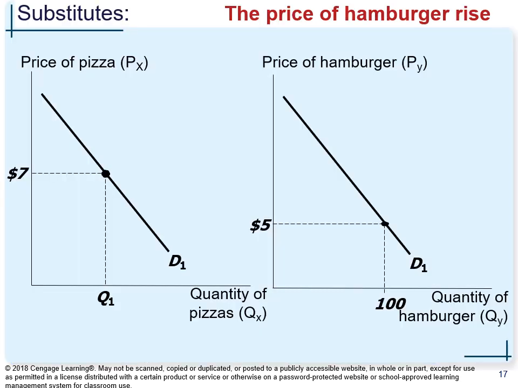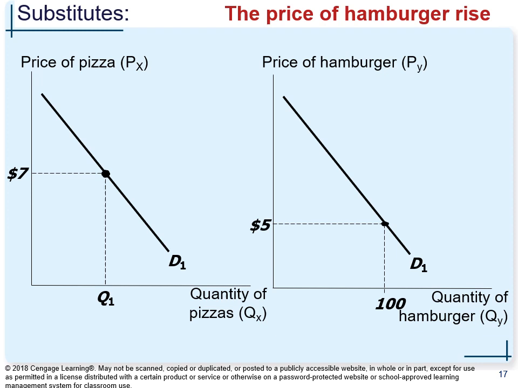So we're going to show the relationship of substitute goods. Here we're going to think about two goods. On the left, we have the market demand for pizza. On the right, we have the market demand for hamburgers. We're going to refer to the good of pizza as good X and the good of hamburgers as good Y.